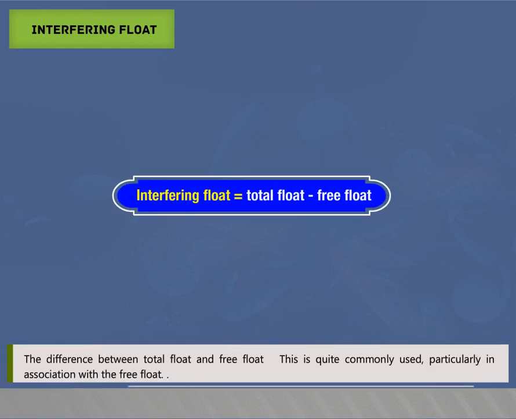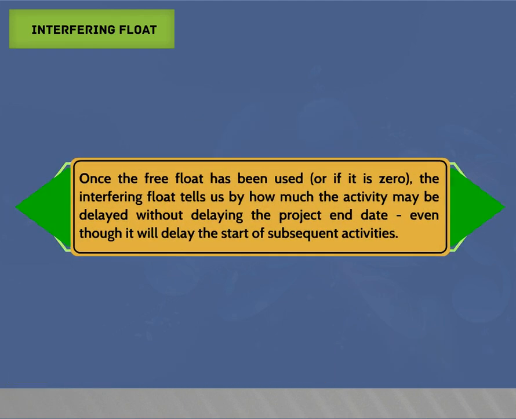Interfering float: the difference between the total float and free float. This is quite commonly used, particularly in association with the free float. Once the free float has been used, or if it is zero, the interfering float tells us by how much the activity may be delayed without delaying the project end date, even though it will delay the start of subsequent activities.